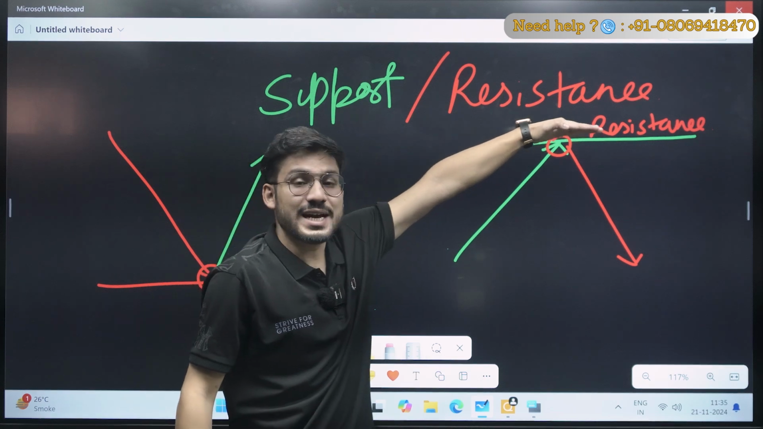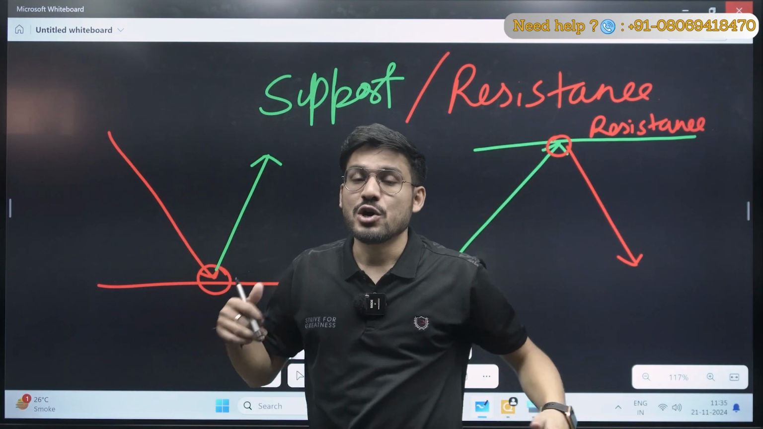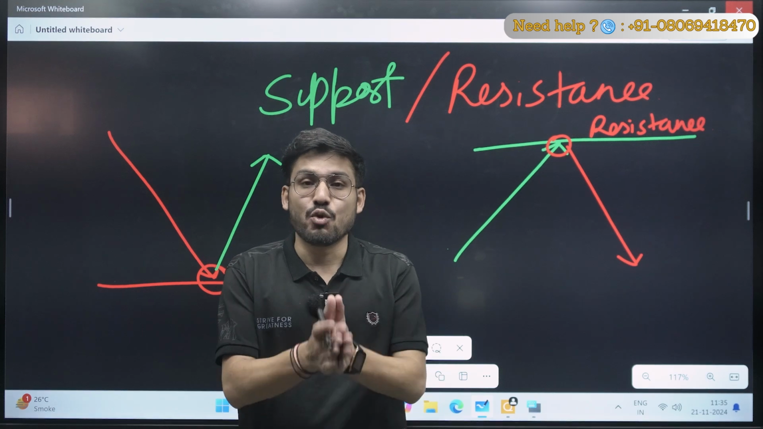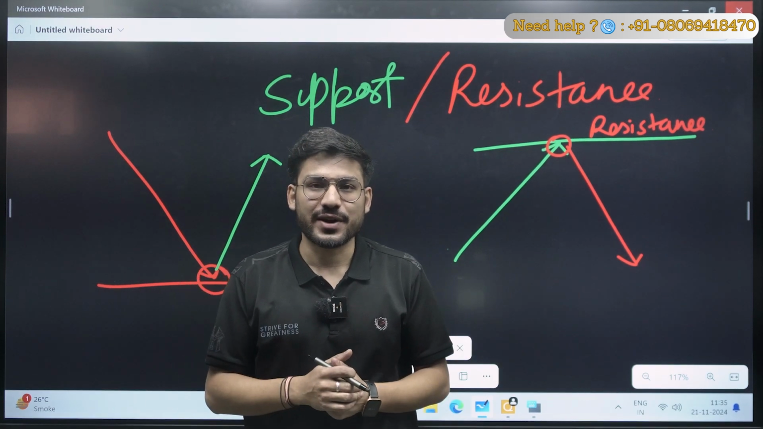Now these levels are very essential because at any point of time, if they are broken out, you can see a very significant movement in the market. That is why we are studying support and resistance here.